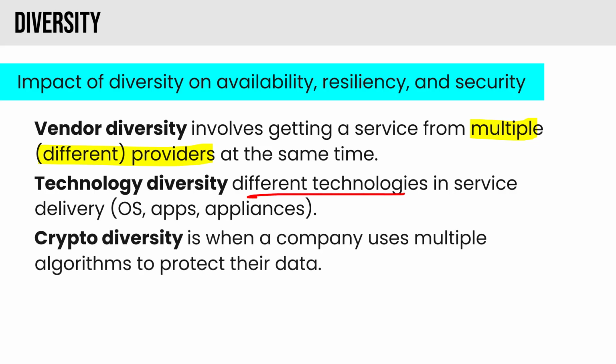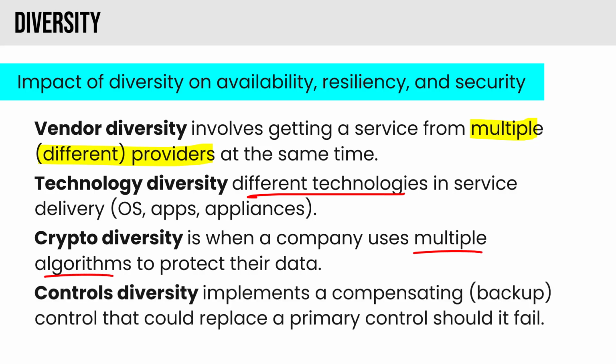Crypto diversity. This is when a company uses multiple algorithms to protect their data, or multiple layers of cryptography. And then controls diversity, which implements a compensating or a backup control that could replace a primary control should it fail. So for example, maybe an organization has a separation of duties policy for someone in IT security, and maybe that second person that's there to verify a process is out of the office or sick that day, and so it's not possible to implement that control as it was written.